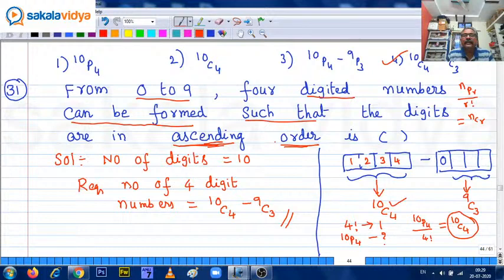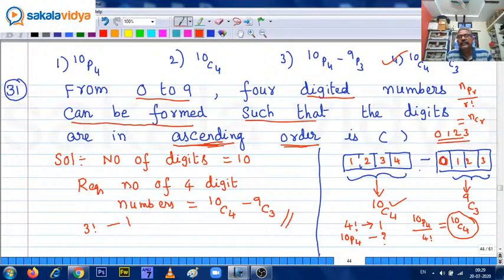Since ascending order allows 0, for example 0, 1, 2, 3, this is ascending order. Understood now? Now it is not a 4-digit number, it is a 3-digit number. Keep 0 in the first place, and the rest of the places need to be filled in ascending order. For example, you fill 1, 2, 3. This can be permuted in 3 factorial ways, but out of 3 factorial, only one way is the ascending order.